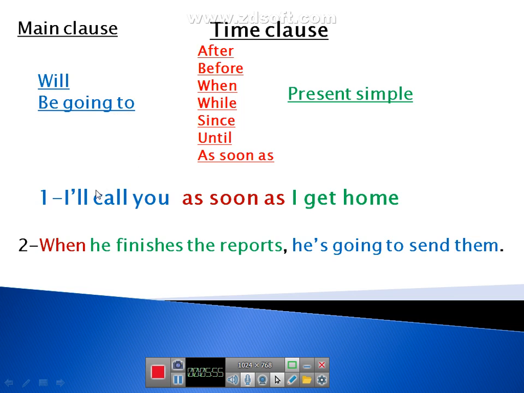We can say, I'll call you as soon as I get home. As soon as is followed by the present simple, the first form of the verb, get, and preceded by the future, will call.